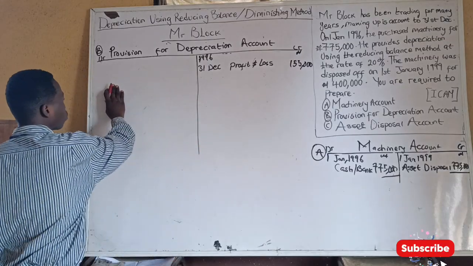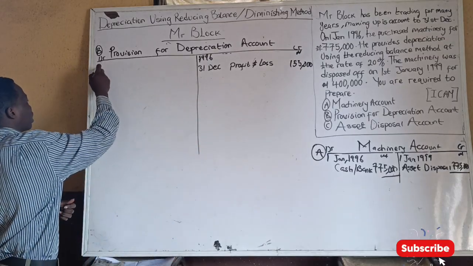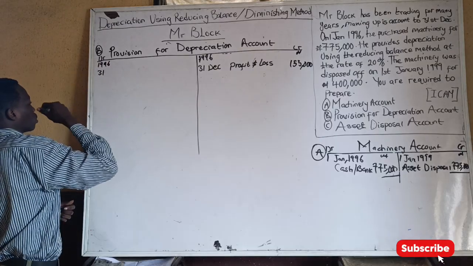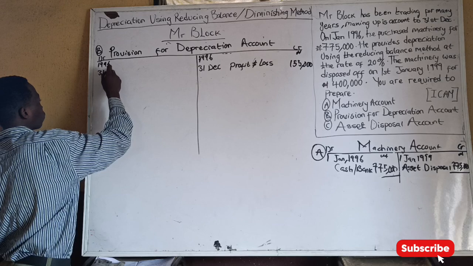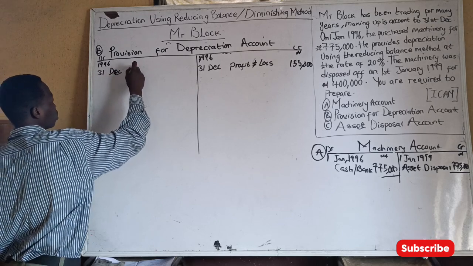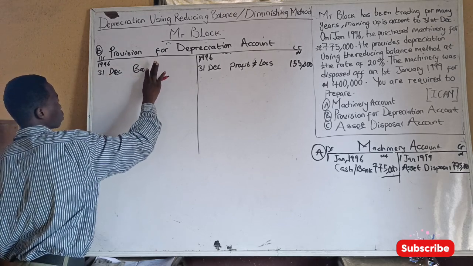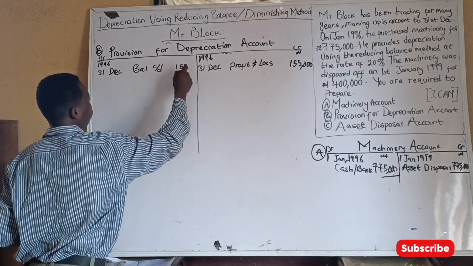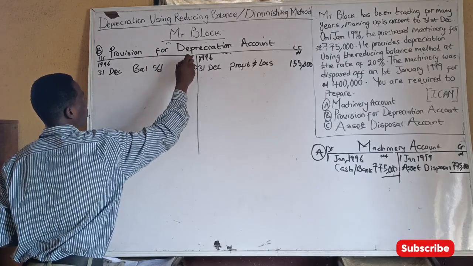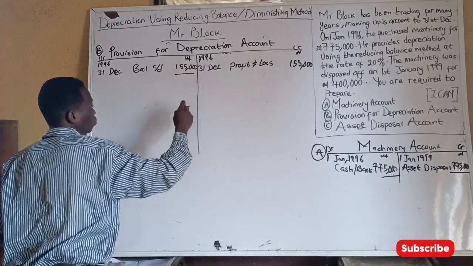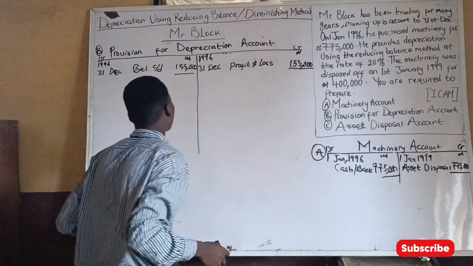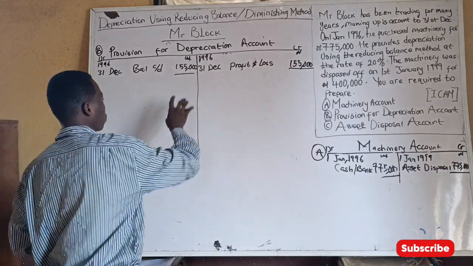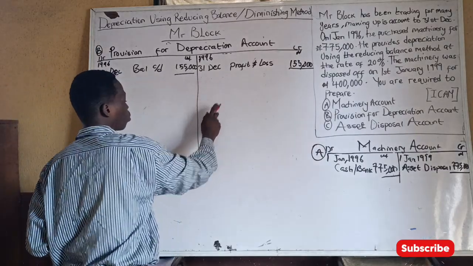Then we will move to the debit side. You now write it as, for 1996 December, we have the balance carried down, which is also 155,000 naira. Then you close it for that year. And don't forget, balance carried down is also at the end of the year.